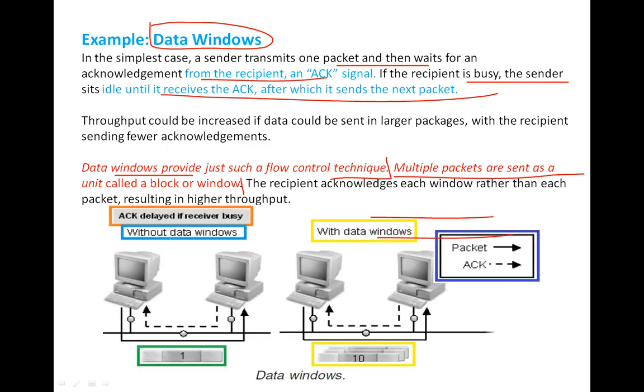So this is what I'm talking about here. Data window, for example, you can see here. If you are sending one, it's okay without a data window. This one, the acknowledgement is delayed if the receiver is busy. So there will be a little delay in receiving the acknowledgement from the receiving device. Now if you put a window, you have 1, 2 and 3, you made it like 4 to 10, you added something inside this, you made it a window or block. So with a data window, what will happen? This packet and this acknowledgement both can go at a time. So this is how data windows work.